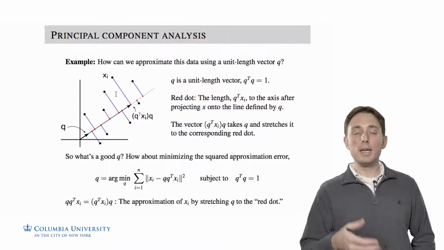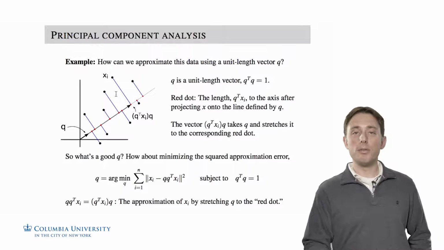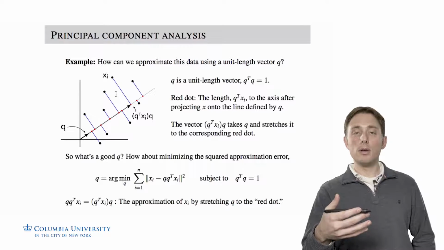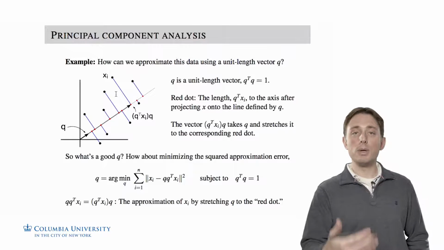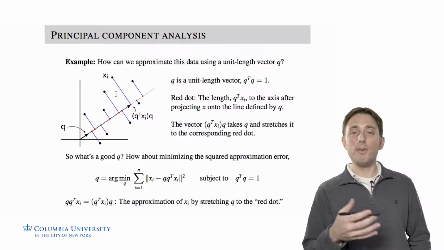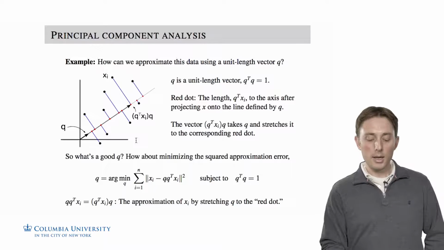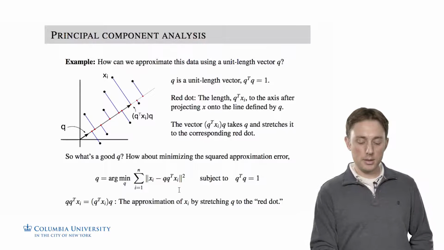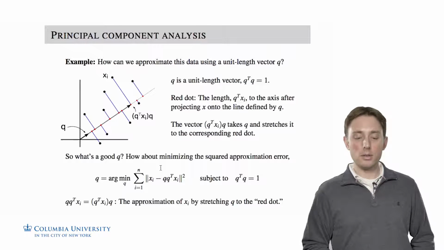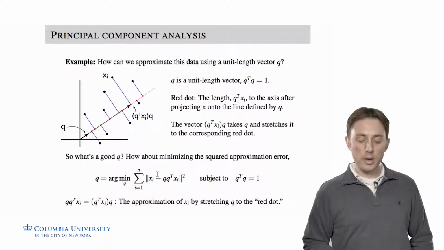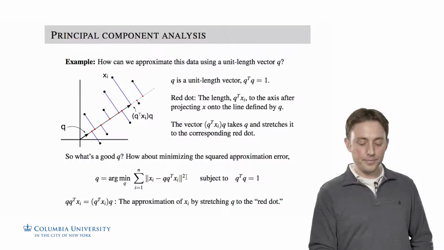And so to do this, we again have to set up an objective function, a mathematical measure of quality that we can then minimize to say we found the best vector Q according to this measure of quality. And so the way that we do this, which is no surprise, is the squared error. So we take the squared error term of this approximation.